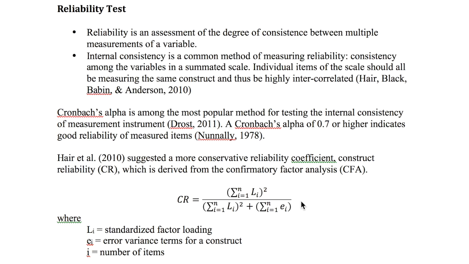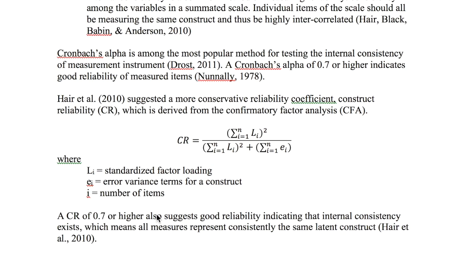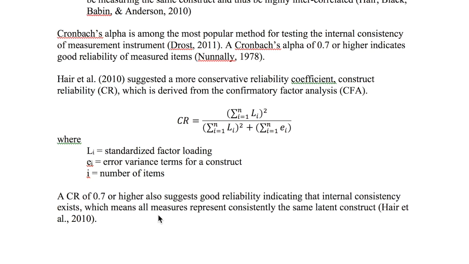A construct reliability of 0.7 or higher suggests good reliability, indicating that internal consistency exists, which means all measures represent consistently the same latent construct. It is recommended that we use both Cronbach's alpha and construct reliability to measure the reliability of constructs. Cronbach's alpha can be calculated using SPSS, and construct reliability can be derived and calculated from the confirmatory factor analysis using AMOS, which will be covered in DAV 724.